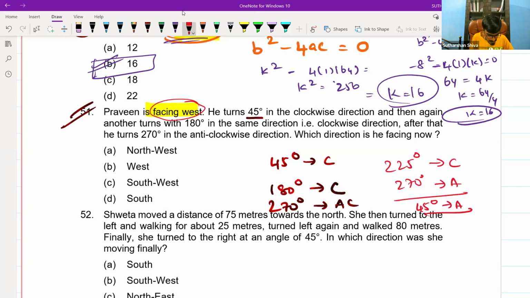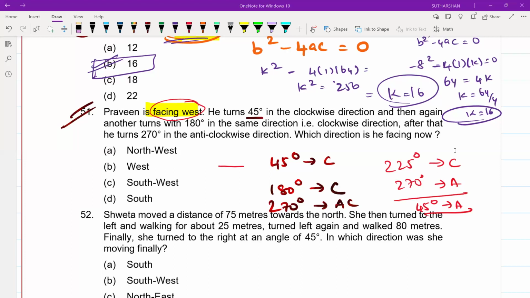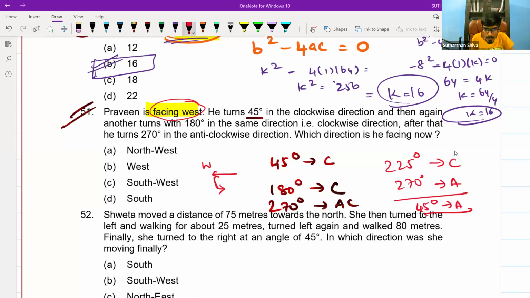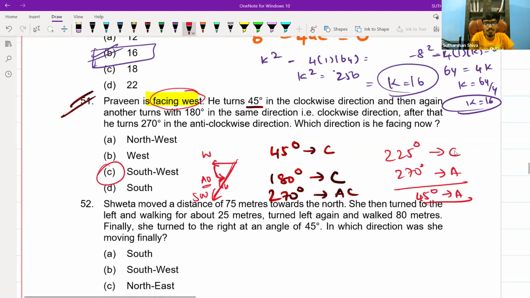From that west direction, what I will do, this is the west direction path. From that west direction, I will simply turn anti-clockwise 45 degrees. So this is your west direction. From that, you will turn anti-clockwise. If you turn 45 degrees, you will reach this position. Okay, this position is nothing but southwest. So option C is your answer.